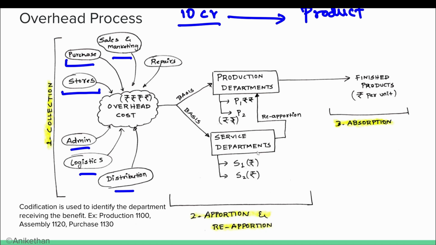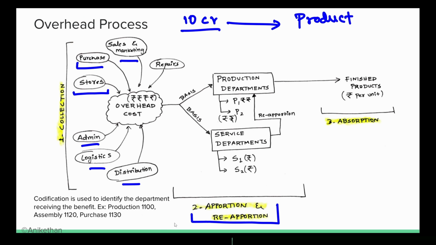How is it done? It is done in the second stage, which is apportionment and reapportionment. It will be apportioned based on some basis. Let's take the example of rent of the factory. On what basis is the rent apportioned? It is based on floor space occupied by different departments. Then there will be some service departments which do not produce any products. So the overhead cost of a service department has to be reapportioned to production departments. This process is called reapportionment.